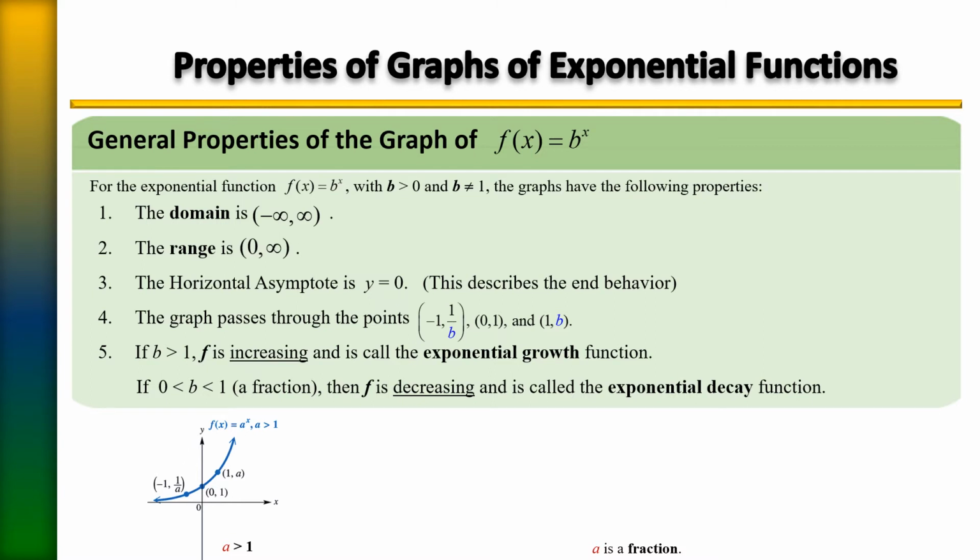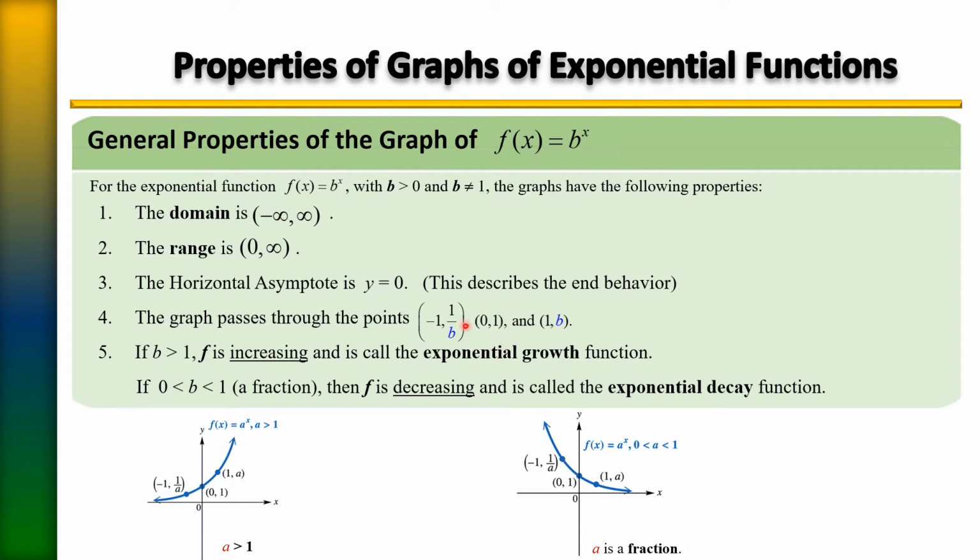The other scenario is when the base number is a fraction between 0 and 1. If you have a fraction, that's going to be an example of a function that is decreasing, and it models an exponential decay. You know that because moving from left to right, it's going to be moving in a downward motion.